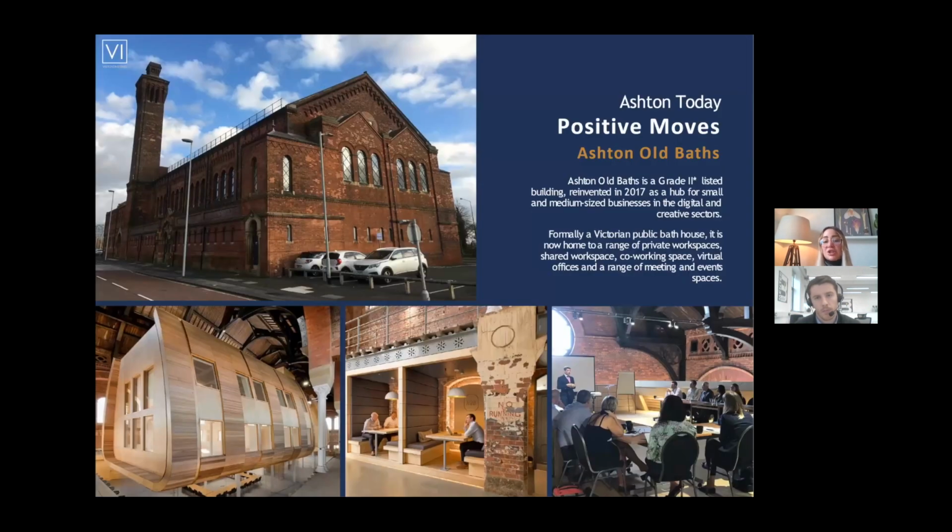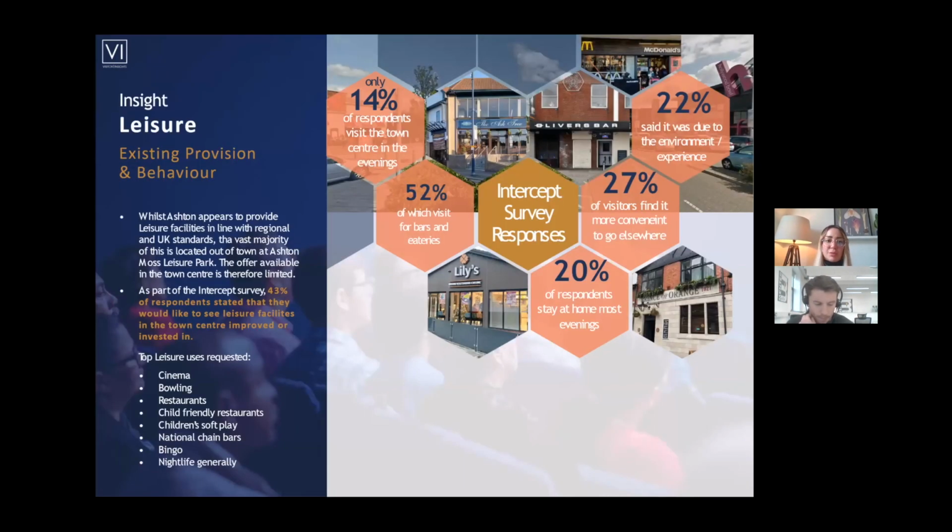And we looked at some positive examples, both in terms of Ashton. Here we've looked at the old baths that have been transformed into a hub for new businesses. But then looking outside of Ashton, what have people done with their heritage buildings that have helped drive footfall and engagement? Again, we're able to really delve into that and what people's wants and needs were.